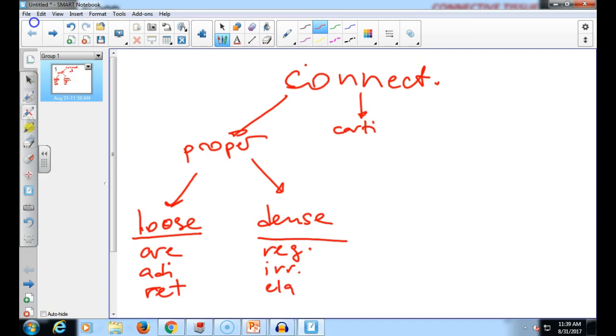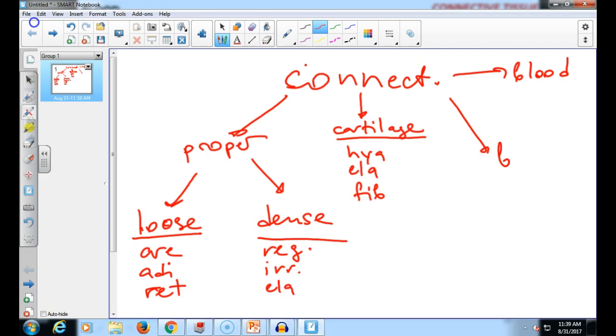You have cartilage, which can be hyaline, elastic, and fibrous. You have blood, and you have bone.